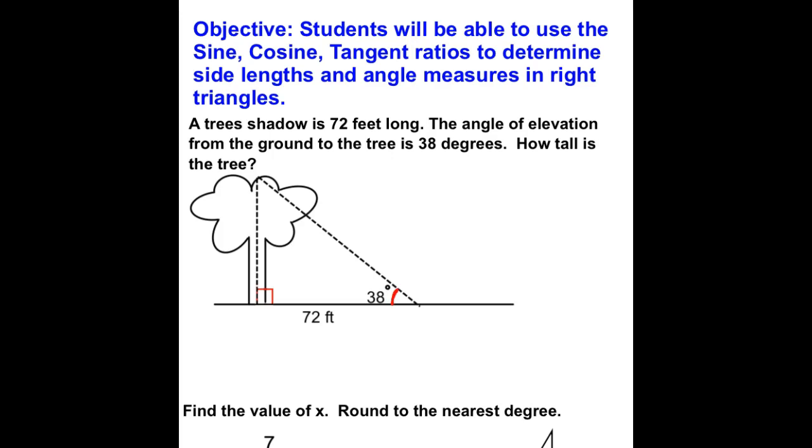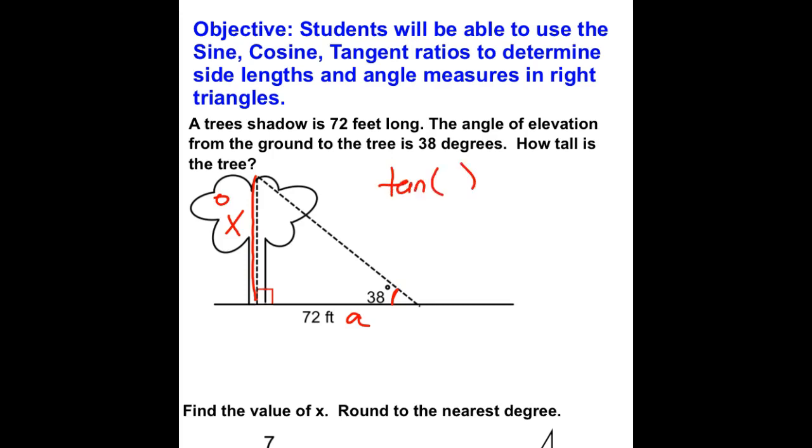Angle of elevation is how much you're looking up. It says, how tall is the tree? Well, this is the height of the tree. We're going to call that x. Once again, just like the two pictures beforehand, we just have to figure out which trig function is set up. So we look at the sides in regards to the angles. Well, 72 is adjacent to the 38, and x is opposite. Opposite and adjacent is my tangent.